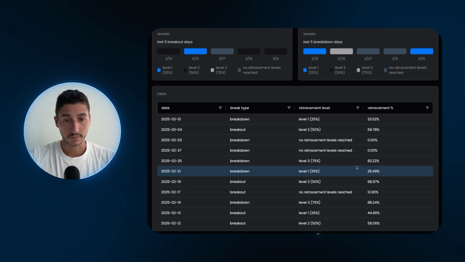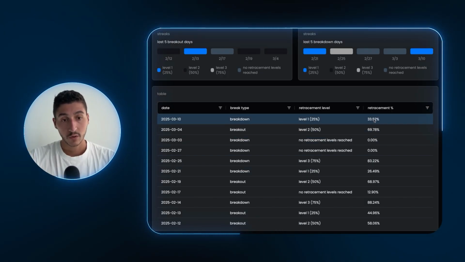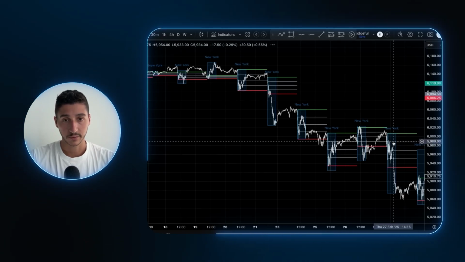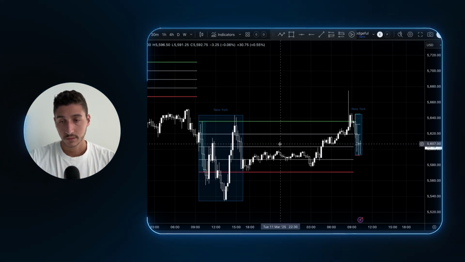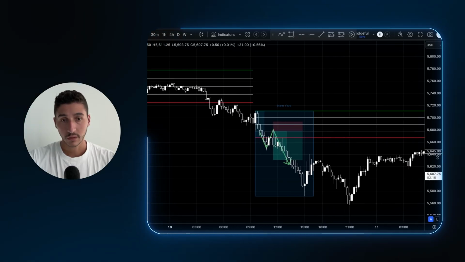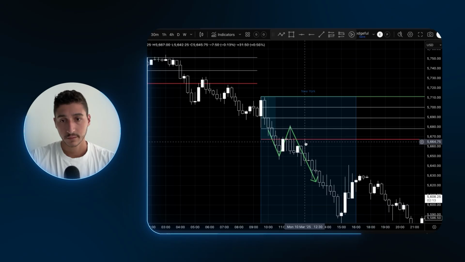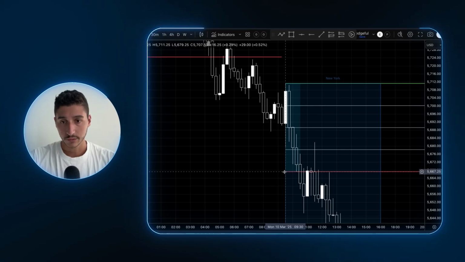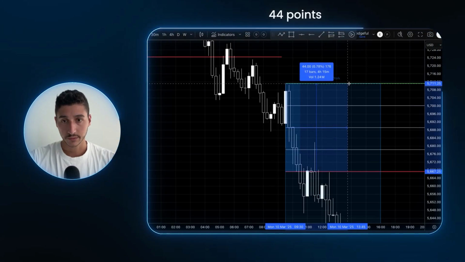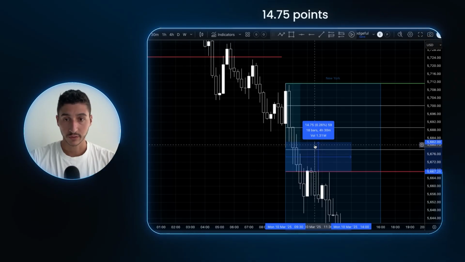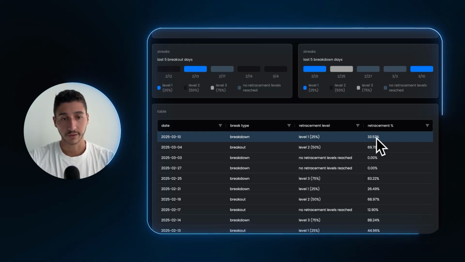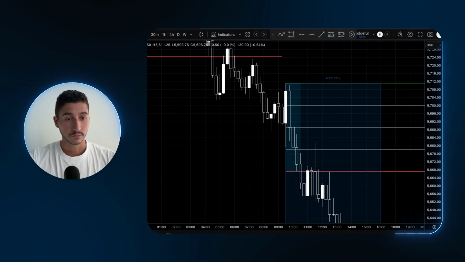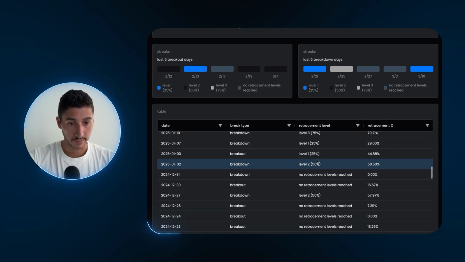And you can see right here all the actual days. And then this table will tell you how far back into the initial balance price went. So very quickly, you can see that on this day here, the initial balance range was 44 points, and then price retraced 14.75 points, which is roughly 33% from the low. So from the low upwards. So that's one thing just to mention. You can filter and sort this table.